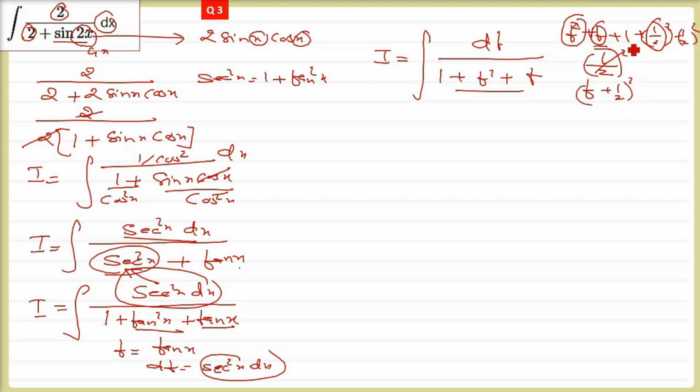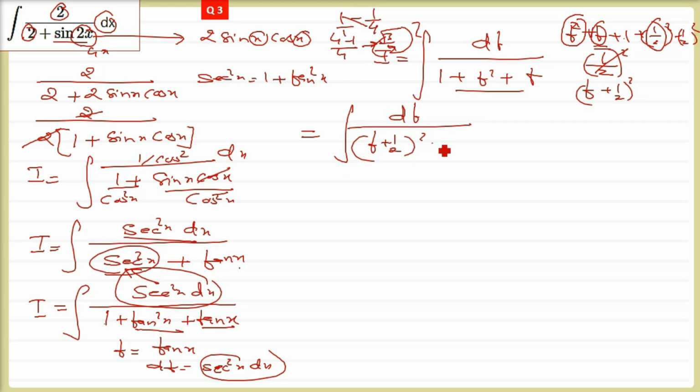And what is remaining? 1 minus 1 by 2 whole square. That is 1 minus 1 by 4. And this is going to be 4 minus 1 by 4. That is 3 by 4. And if you have to make it as a perfect square, it will be root 3 by 2 whole square. Now let's bring it here in written form: dt by t plus half whole square plus root 3 by 2 whole square.